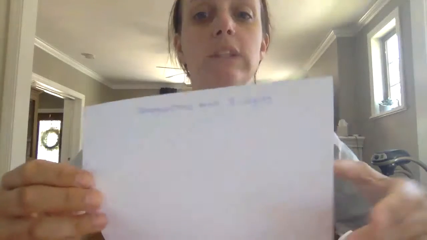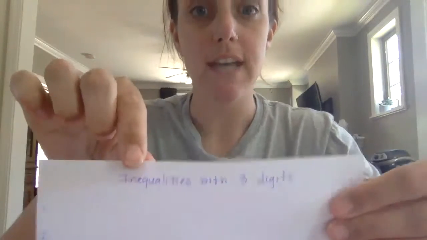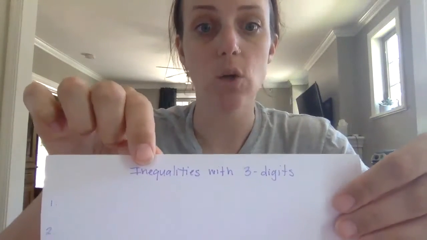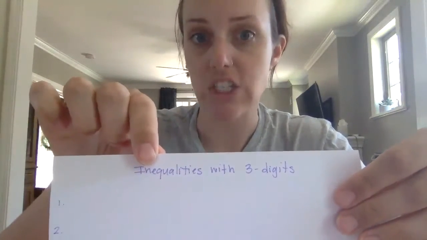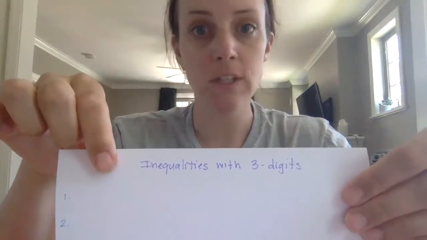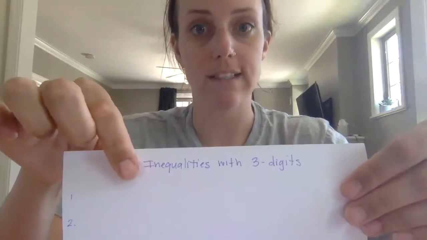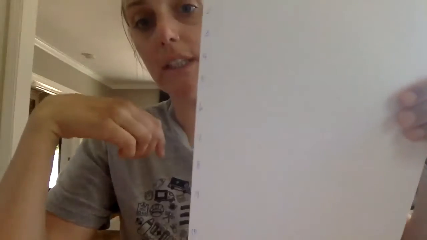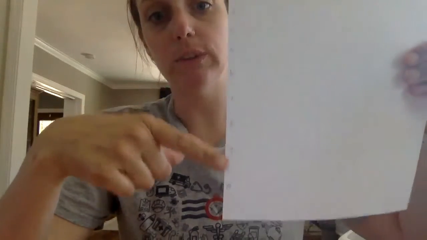You'll also need a blank piece of paper, notebook paper, white paper, the back of a piece of paper, it doesn't matter. You're going to title that paper with the title of this activity, which is Inequalities with 3 digits. Pause if you need to pause this video to write that at the top of your paper, and then you're going to number your paper 1 through 10, leaving enough space to write. And we're going to practice different inequalities.